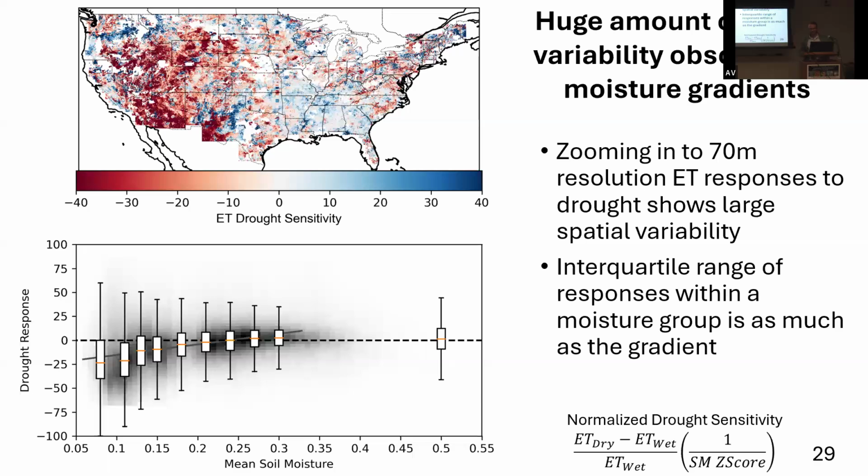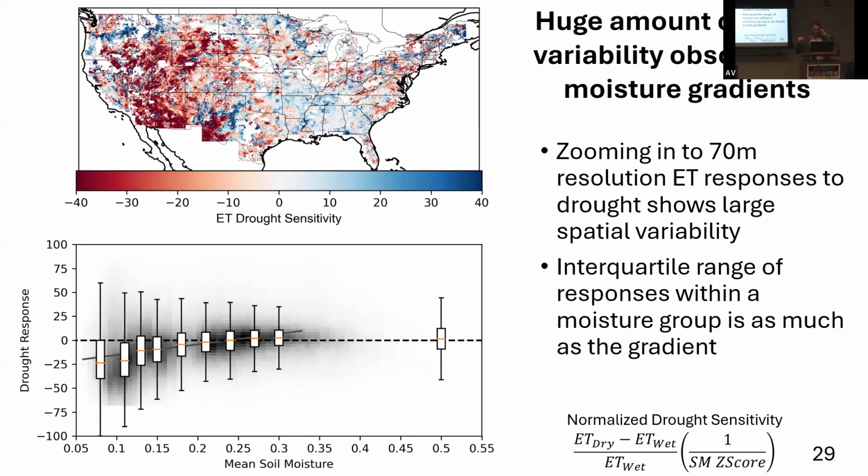So the result we're working on right now is that with ECOSTRESS data, we can plot 70-meter resolution ET and actually zoom in and make a plot of 70-meter resolution drought sensitivity, which is in the top left up there. And we saw a ton of spread again. And we even plotted it versus the mean soil moisture gradient there and found that if you look across a mean gradient, you might see just as much variation across that mean gradient across the whole United States of drought sensitivity as you might in the same little area that you draw your box around.